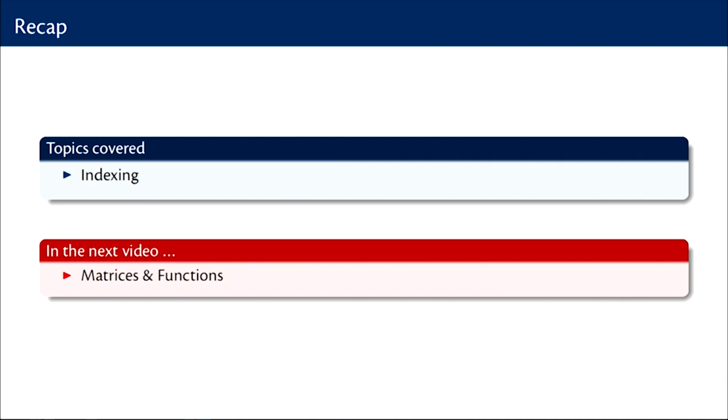So, in today's video, I hope you had a very nice introduction to how indexing happens in MATLAB, which is probably markedly different from how it happens in many other programming languages. And in the next video, we will look at what MATLAB is famous for, matrices, special kinds of matrices and so on, and how do you write functions and so on.